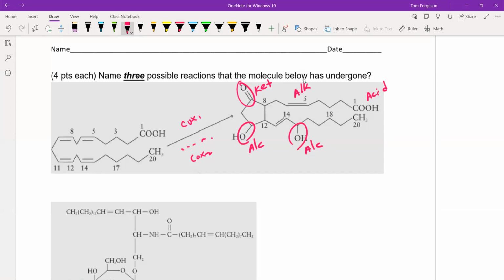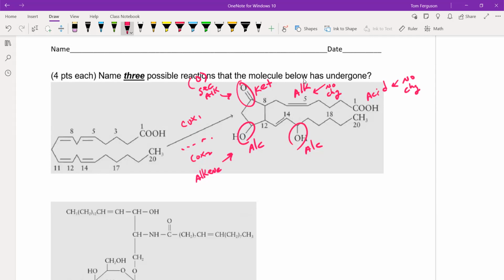Okay, to get an alcohol, we're going to come from an alkene. To get a ketone, we're going to come from a secondary alcohol being oxidized. To get an alkene, there'd be no change here. It starts with an acid, ends with an acid, there'd be no change.